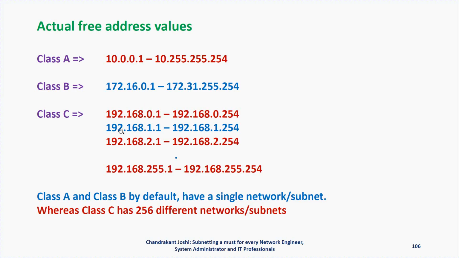192.168.0.0 is one of the networks, 192.168.1.0 is another network, 2.0, 3.0, all the way to 255.0. So there are 256 such free networks in class C. For class A, this is one single network or one single subnet. For class B, this is one single network or one single subnet. For class C, there are 256 different subnets for private use.